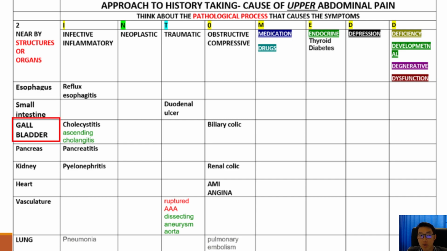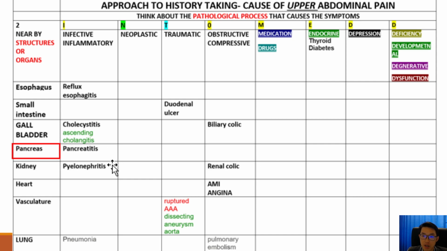The next organ we look at is the gallbladder. The gallbladder can present as generally a right upper quadrant pain associated with nausea. And the common causes are cholecystitis, which is inflammation of the gallbladder. Rarer causes include ascending cholangitis, which is inflammation of the bile duct itself. An obstructive process in the gallbladder includes biliary colic, which happens when there is a stone within the gallbladder.